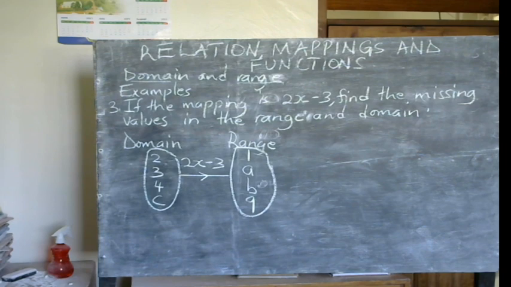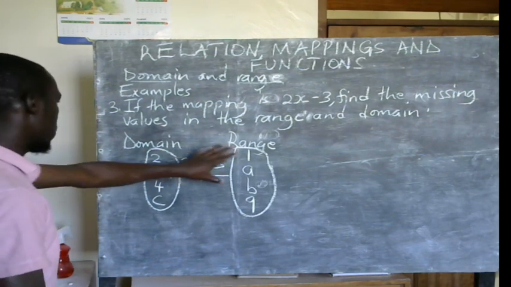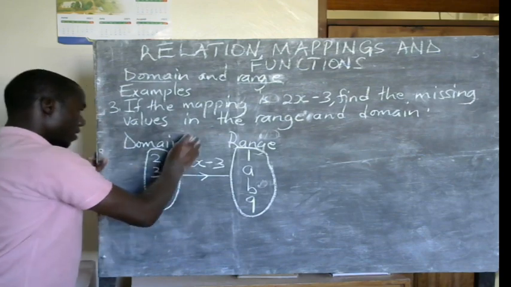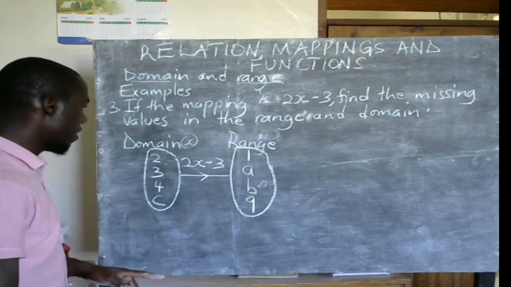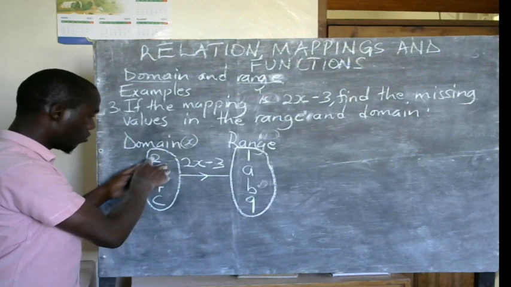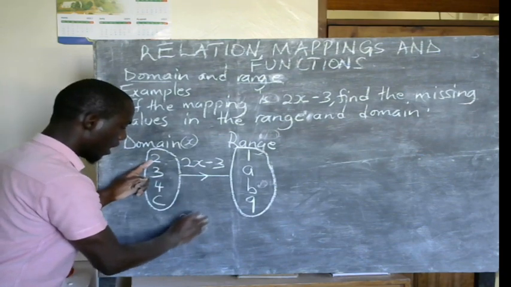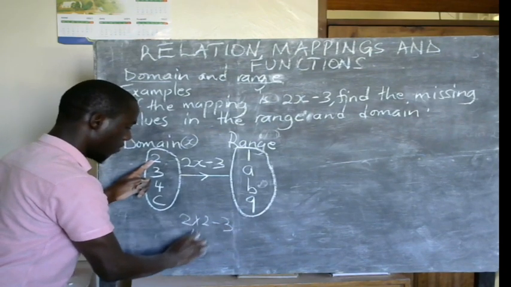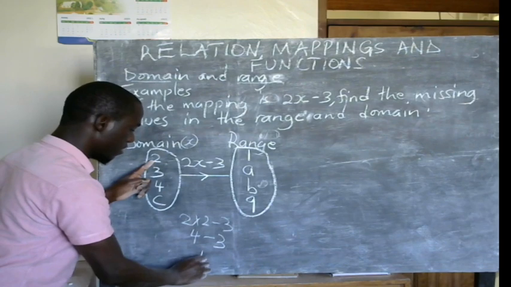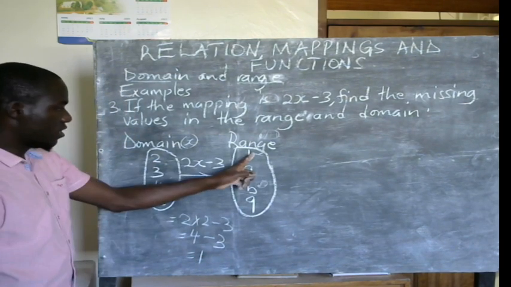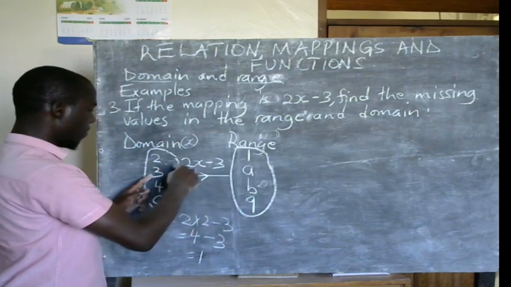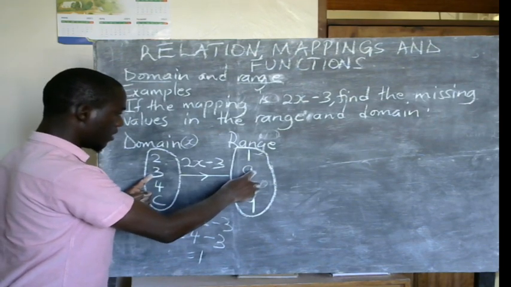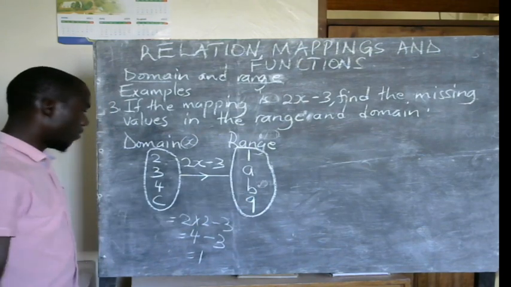So example 3, if the mapping is 2x minus 3, find the missing values in the range and the domain. So we have our displays of the domain and the range there. The domain is always the values of x. When you feed them here, you'll be able to get the images. For example, if you put 2 in there, that's going to be 2 times 2 minus 3. This is 4 minus 3, and then you get the answer as 1. So when I want to find my value of a, when I feed in the 3 there, I should be able to get my value of a.